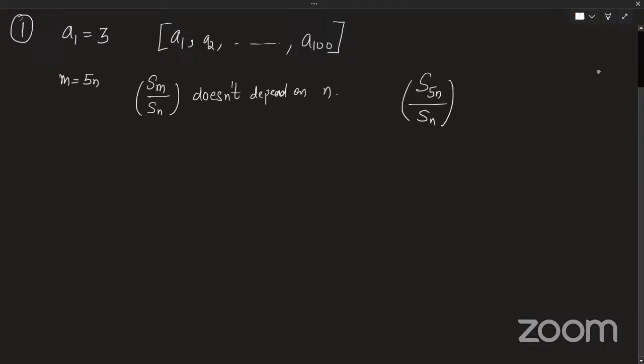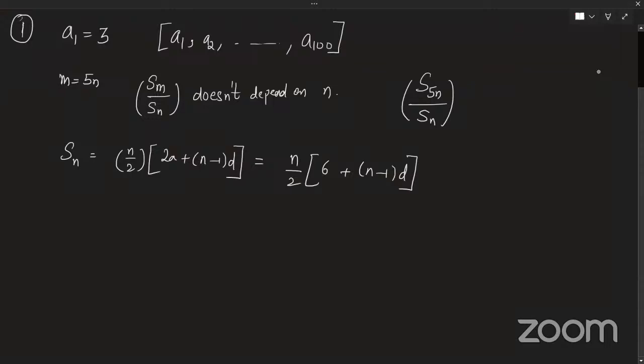So you know what is the formula for Sn, right? It is n by 2 into 2a plus n minus 1 into d, right? So a is already given to you, 3. So it is basically n by 2 into 6 plus n minus 1 into d, right? Similarly, can you tell me what is the value of S of 5n? It is 5n by 2 into 6 plus 5n minus 1 into d, right?